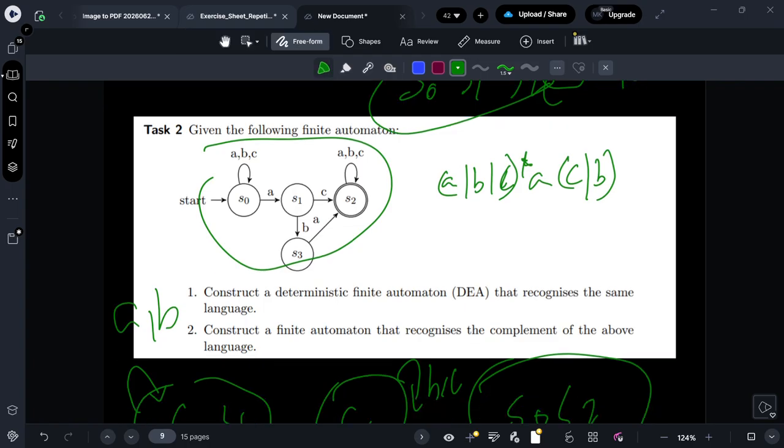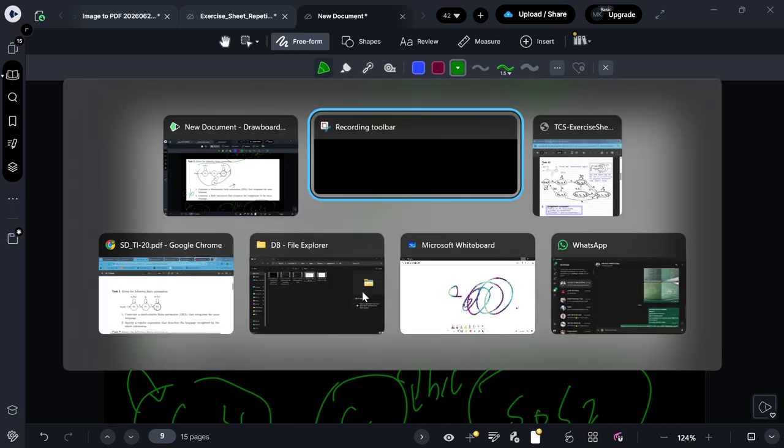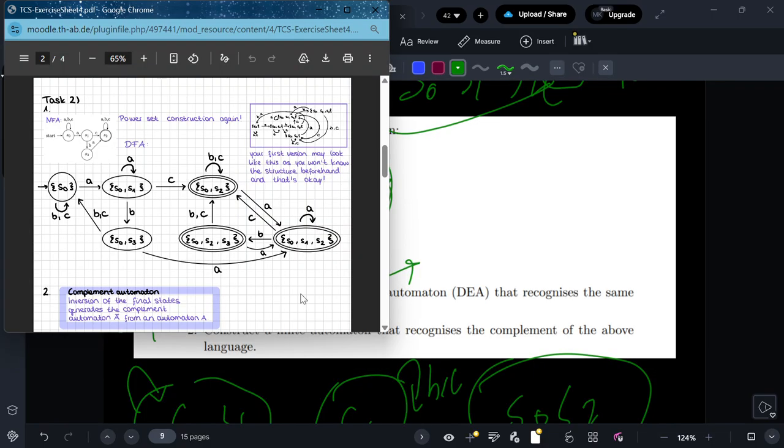Also, you were never asked to make a regular expression for this one, so forget about it. You just need to make a DFA for it, and you need to make a complement. So make the accepting states non-accepting and the non-accepting ones accepting, just reverse the states, then you have a complement of it.